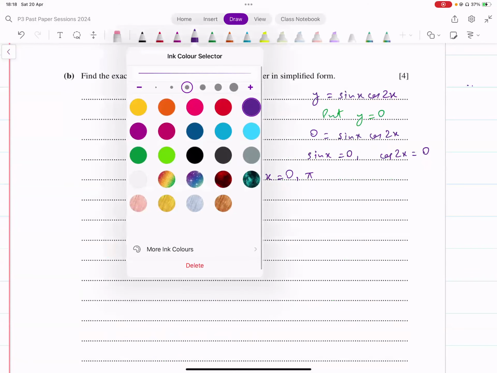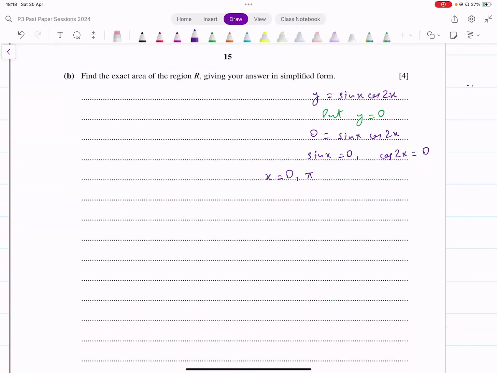When is cos 0? Cos starts from 1. It goes to 0 at pi over 2. So 2x could be equal to pi over 2. And then the next time cos is 0 is at 3 pi over 2, right? So that's outside the interval. These are the values that we're getting.